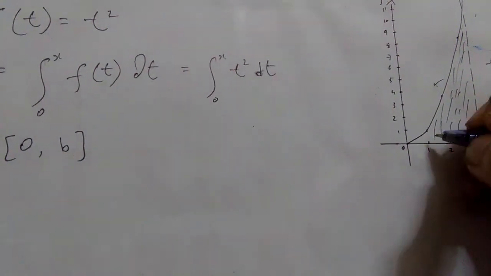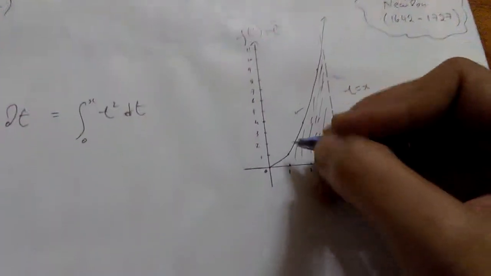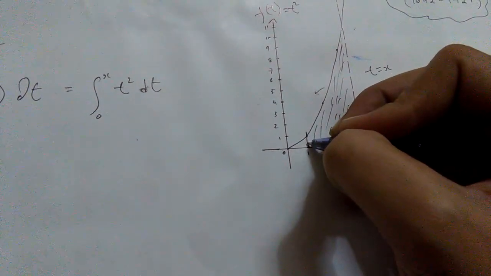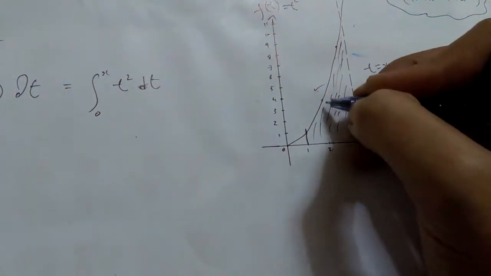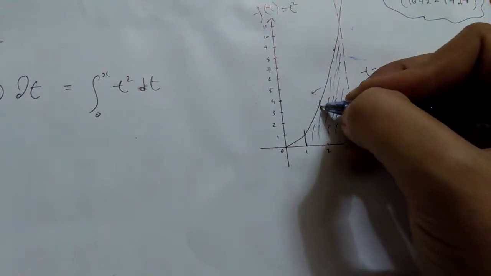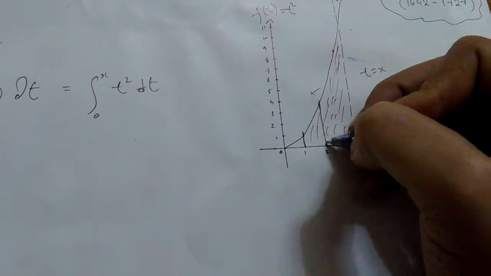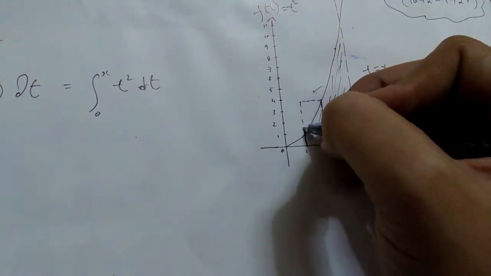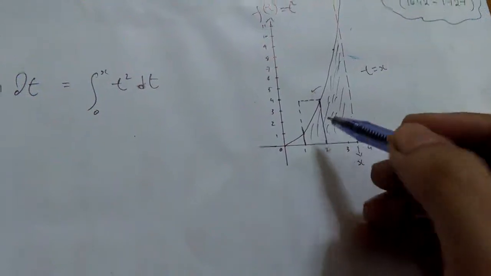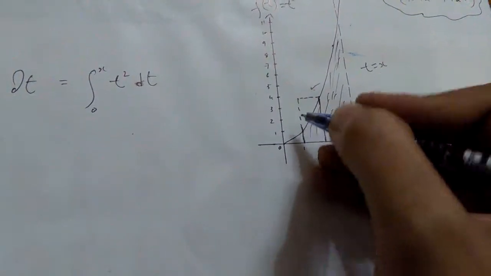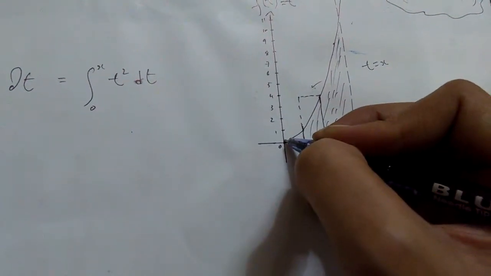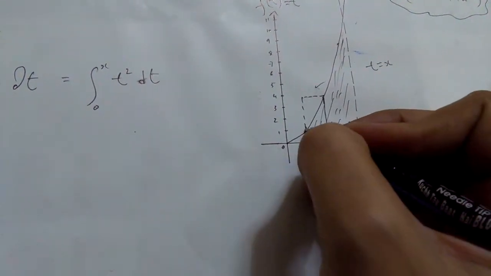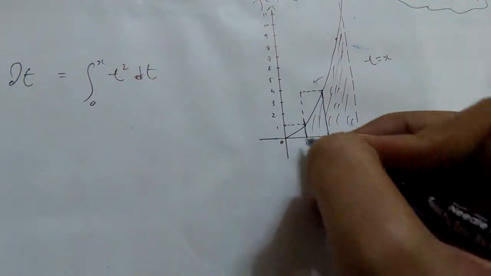So for understanding, I just try to draw a rectangle here, for example. Though this rectangle is quite broad, just for understanding I have drawn a rectangle here. It appears something like this.